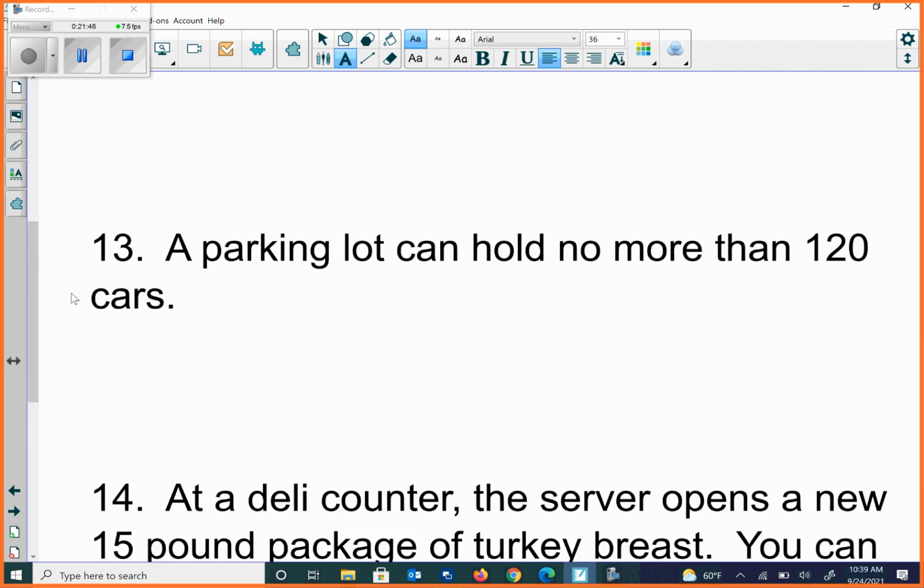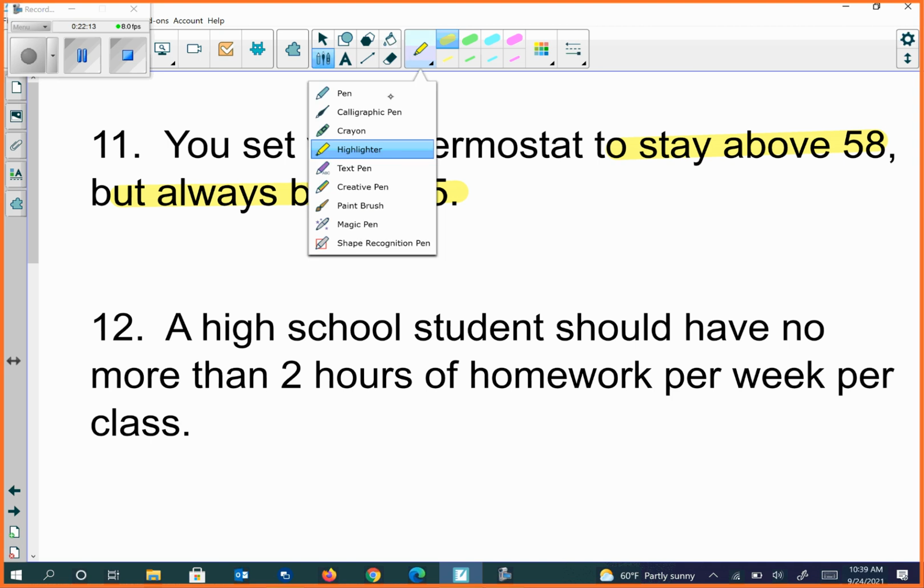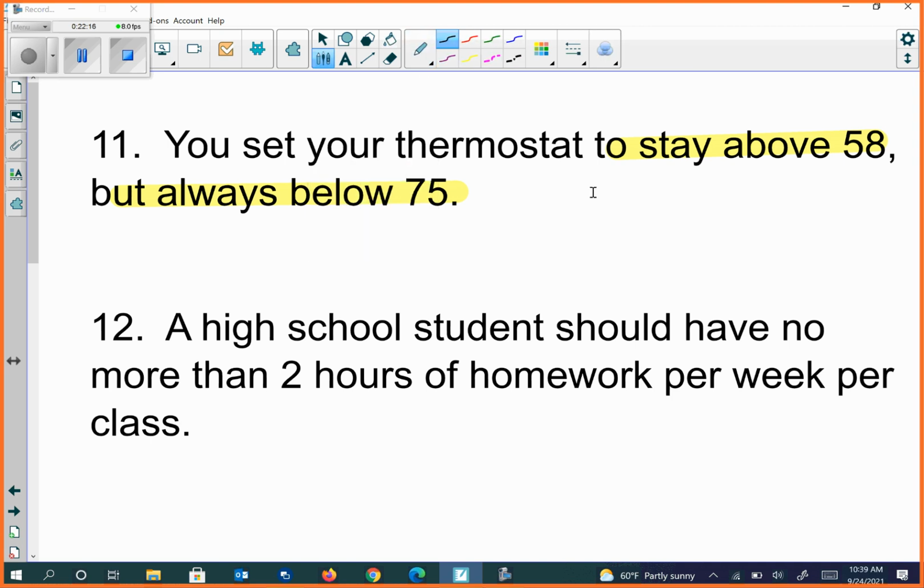All right, so let's take a look at these problems. Again, because they're word problems, let's talk about them. So it says your thermostat to stay above 58 but always below 75. So stay above 58 but always below 75. Okay? So stay above 58. So does that mean equals 58 or it stays above it? Stays above it. So 58 but must always be below 75.